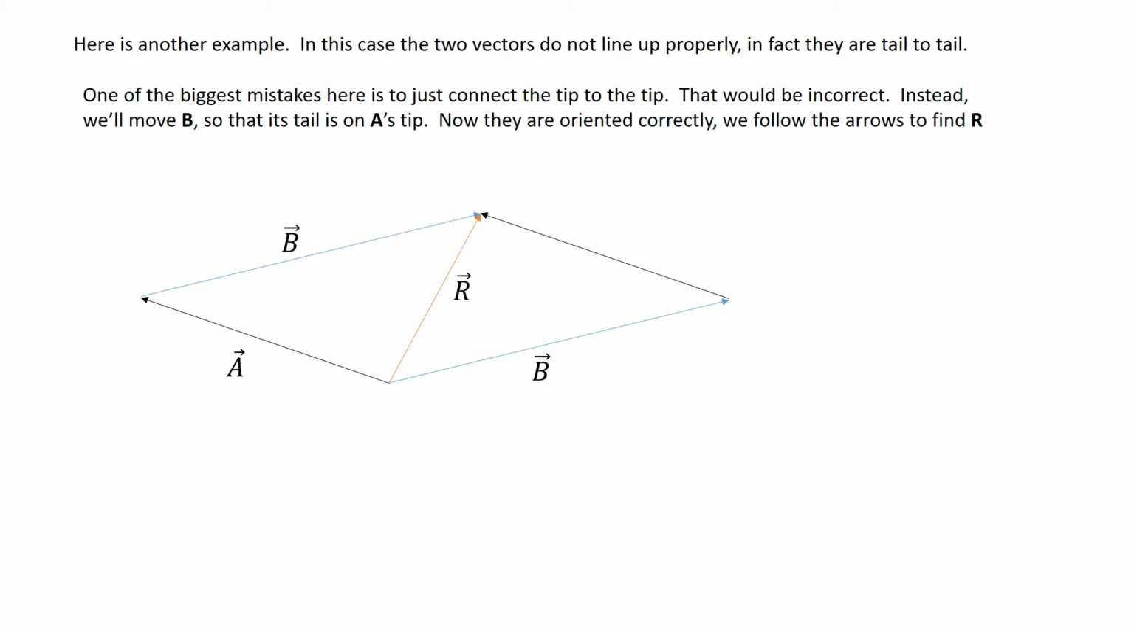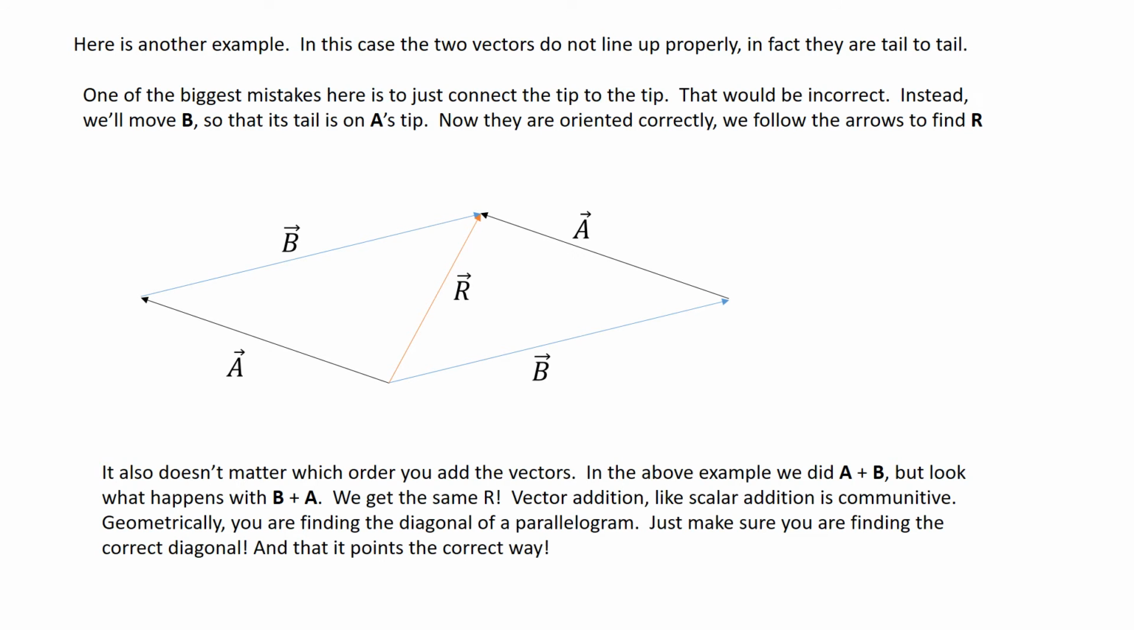Oh, I can also move A around. If I started with vector B and moved vector A so it was oriented correctly, I still get the same resultant vector. It doesn't matter the order that you add them. In this example, I did A plus B first, but if I do B plus A, we get the same resultant. Vector addition, like scalar addition, is called commutative.